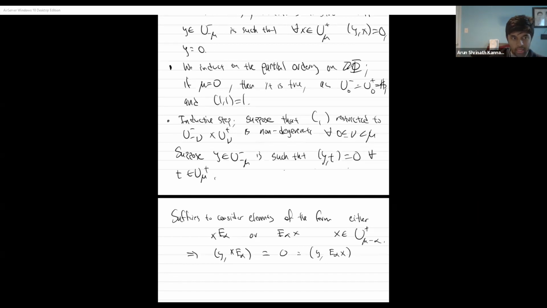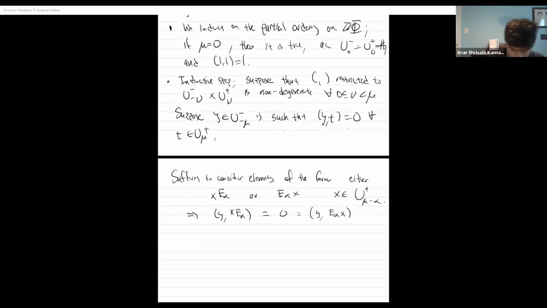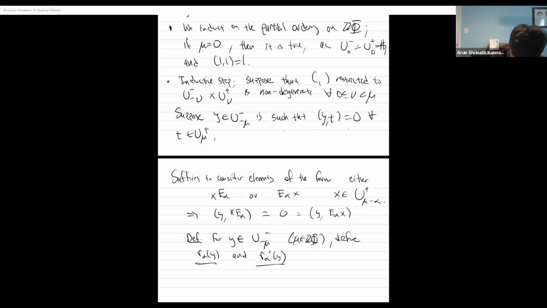Okay, so in order to apply the inductive step, we need to introduce some new elements. So keep this in the back of the mind, and then we're going to take a small aside here, and we're going to introduce two different elements associated to y. So for y in u minus mu, mu in the root lattice, define r alpha of y and r alpha prime of y as follows. So alpha is a simple root.